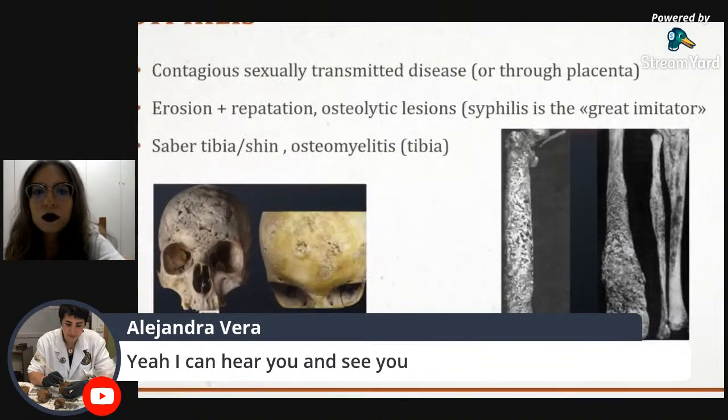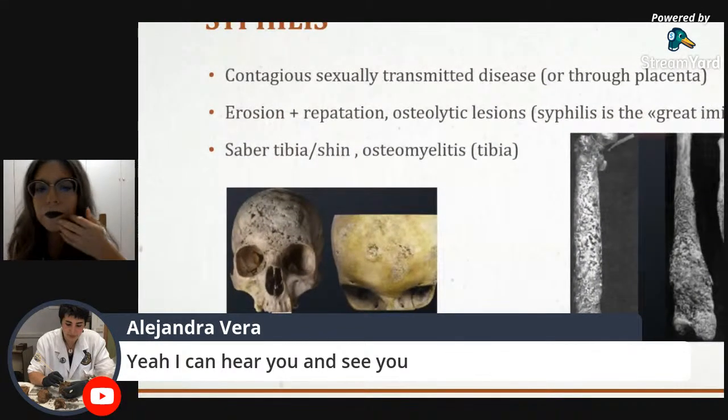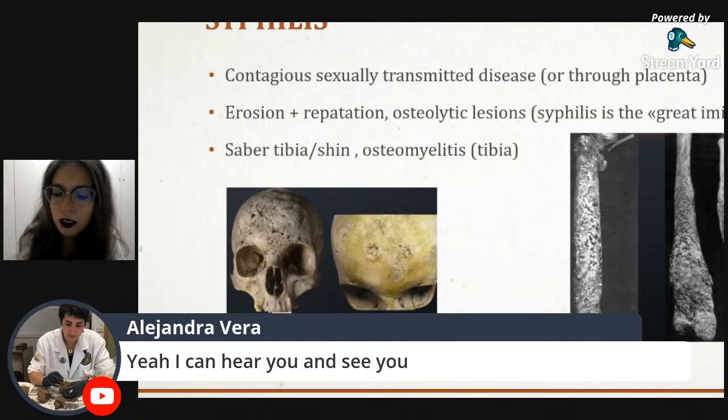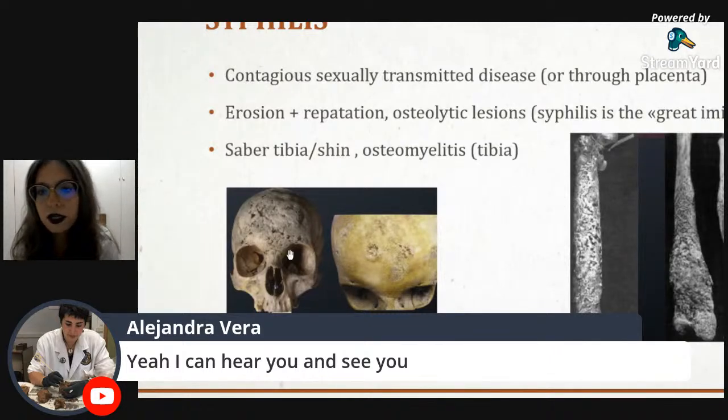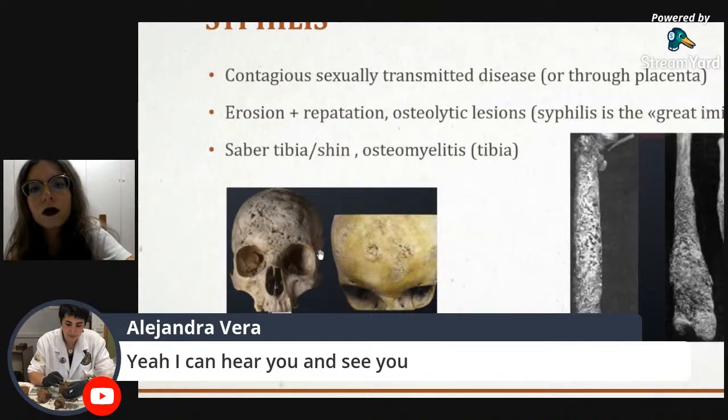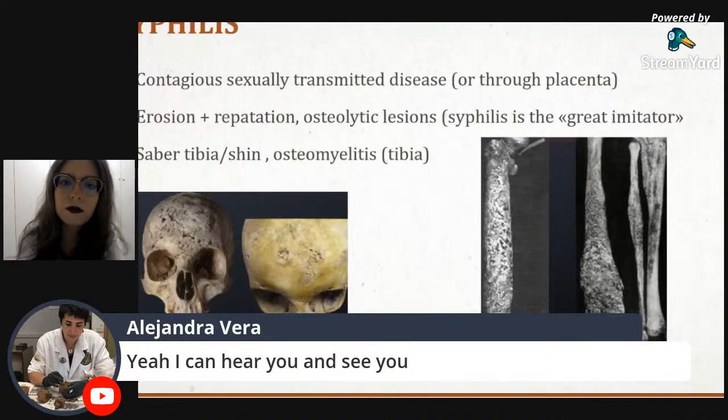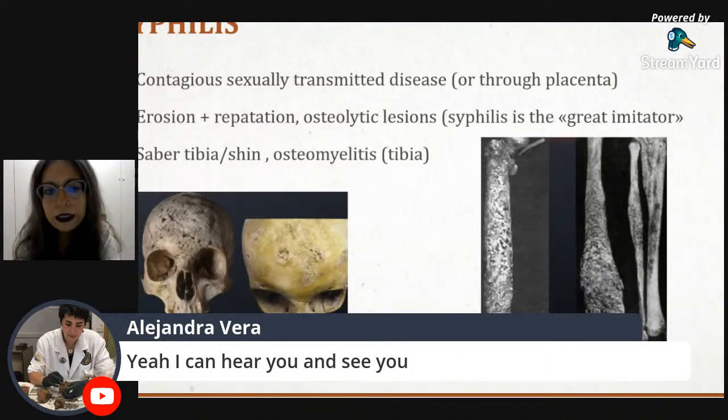Syphilis is also called the great imitator because it depends, of course, on the stage of the disease. These are, for example, the very last stages, which could happen even after many years. But if someone happens to die during the early stages, it could show lesions that could be mistaken for another pathology.